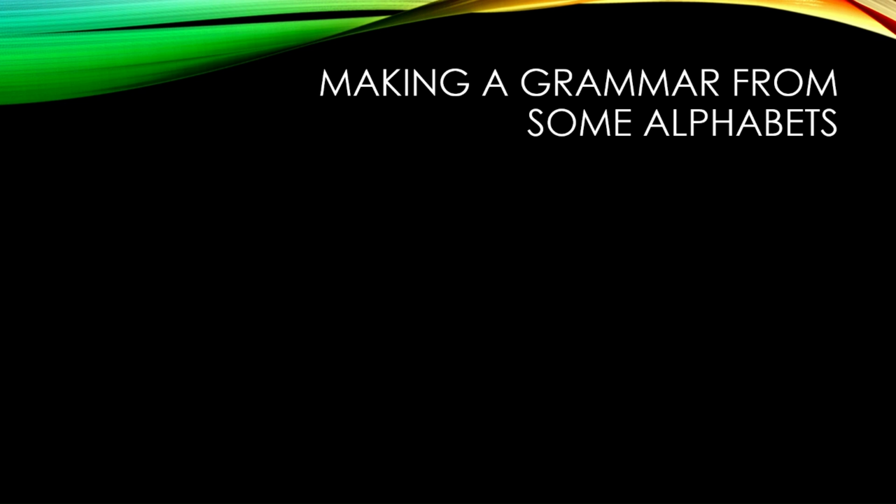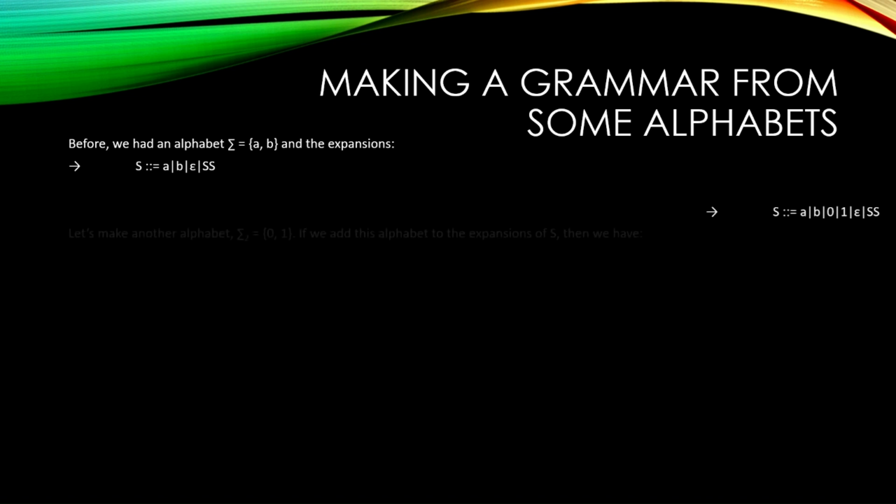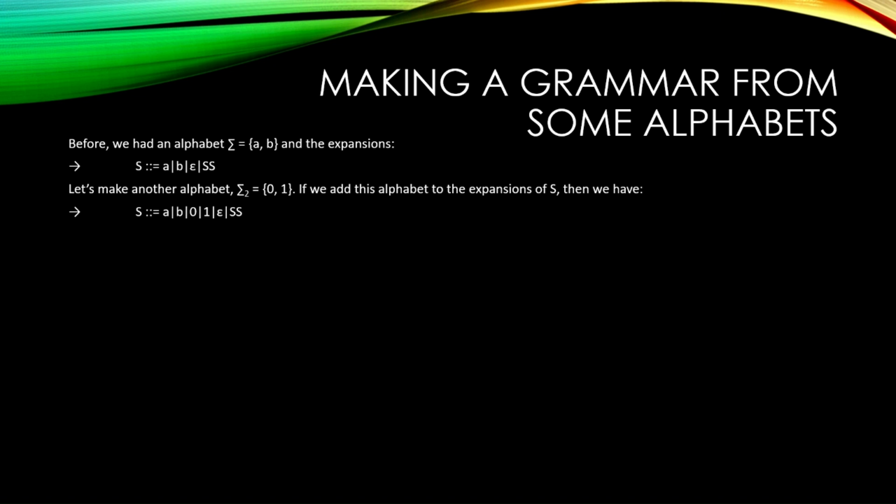So, making a grammar from some alphabets. Previously, we had sigma equals A and B, and we had these expansions. So S can expand to A or B or epsilon or SS. Let's make another alphabet. So let's call that sigma 2. We don't really need to worry about what the name of the alphabet is, only what it contains, really. So if we're adding another alphabet to the possible expansions of S, then we can expand S into A, B, 0, 1, epsilon or SS. So we've added the 0 and 1. We could potentially add as many as we like. So here I've added some operators as well.